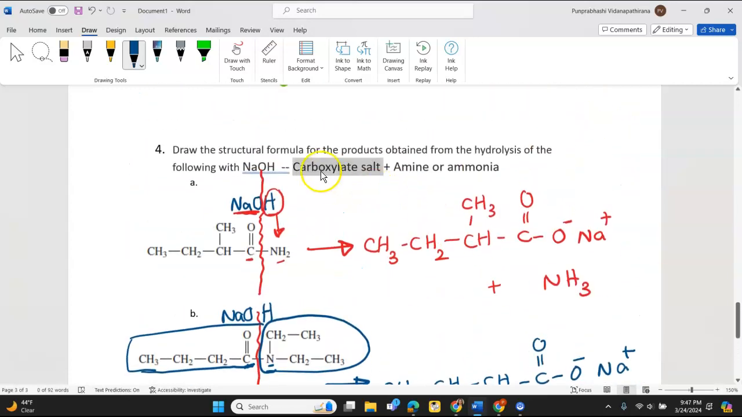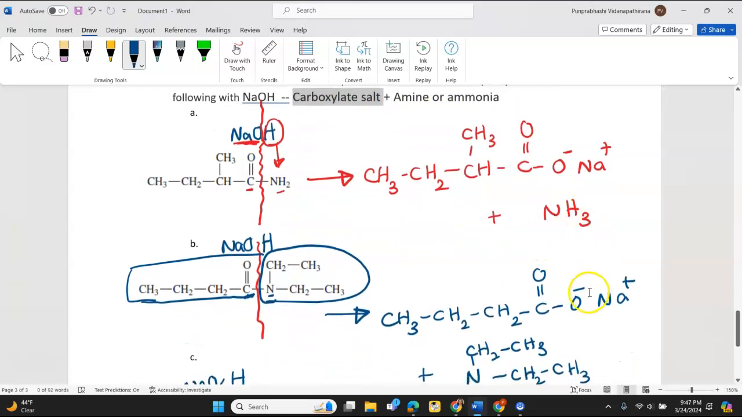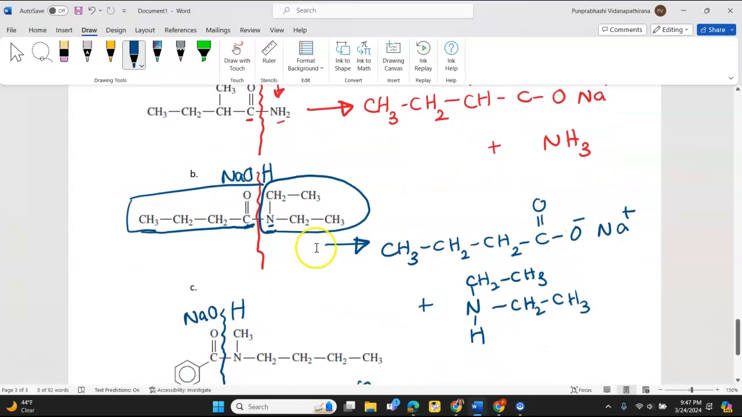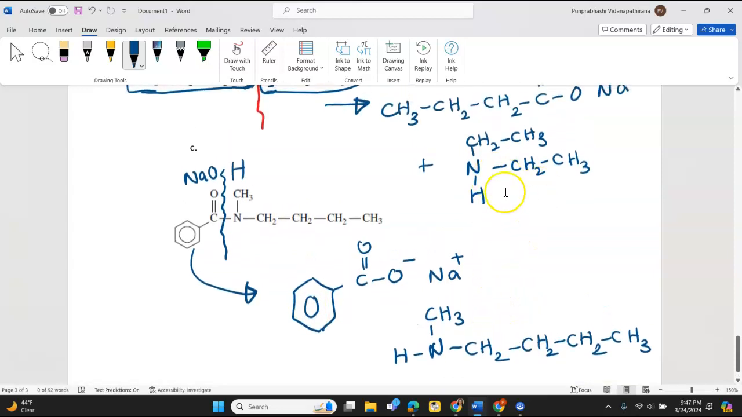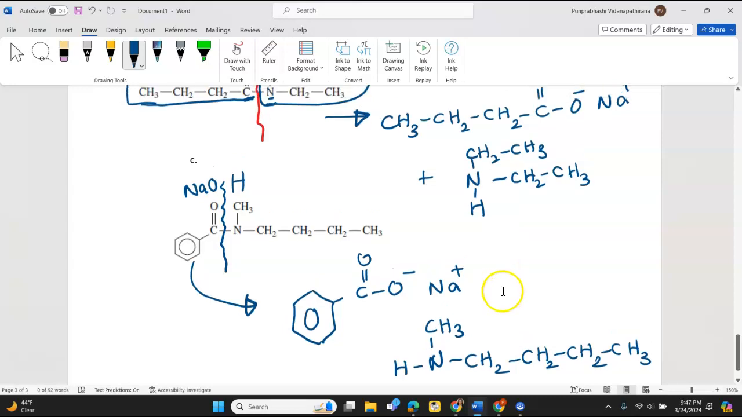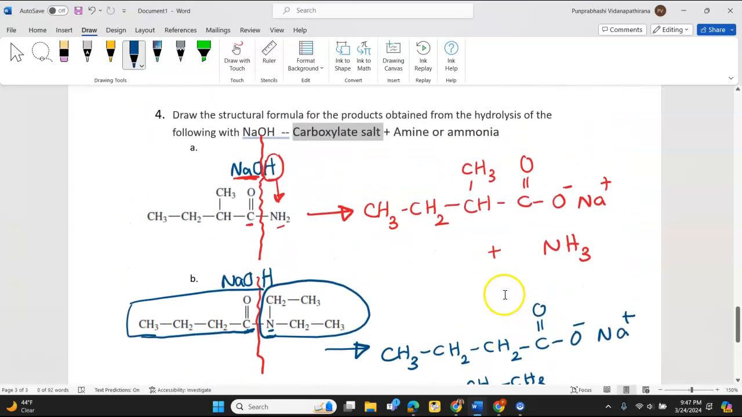Always you get the carboxylate salt and the amine or ammonia. If it has NH2, it becomes ammonia. If it is a primary or secondary amine, then it becomes the corresponding amine. So this is how you predict what the products are.